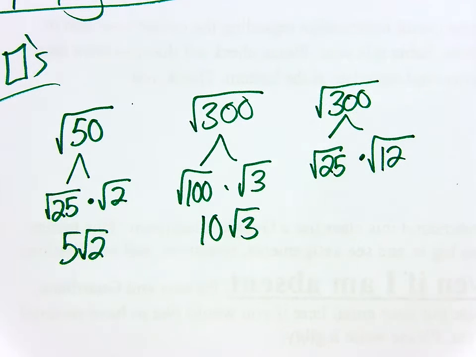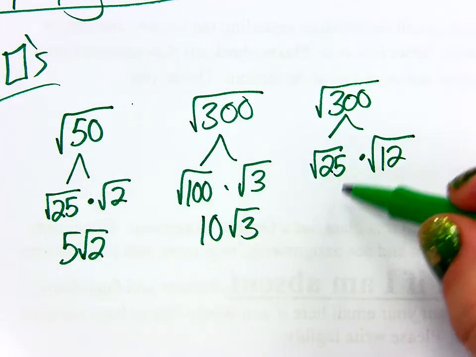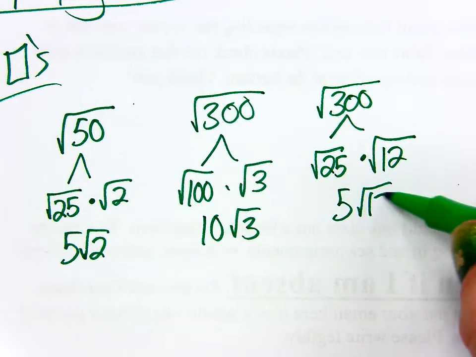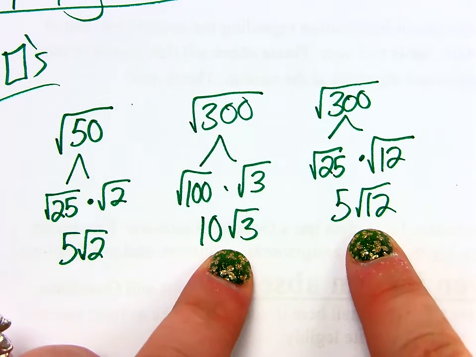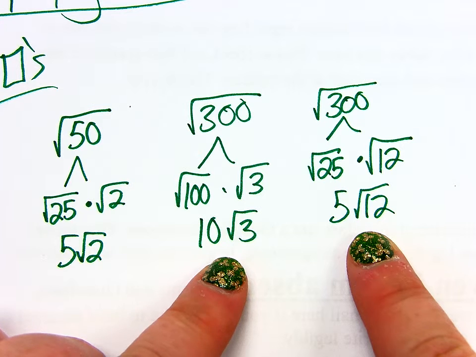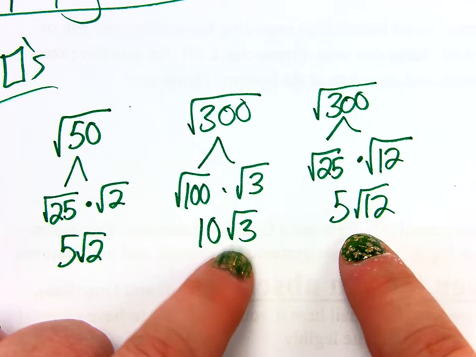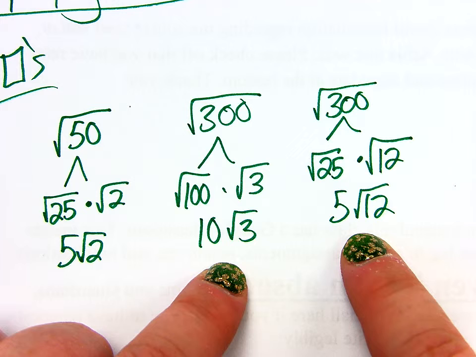12. So here I'd get 5 root 12. Well, that looks a lot different than 10 root 3. Guess what? If I type both of these in on the calculator, they're going to be the same.